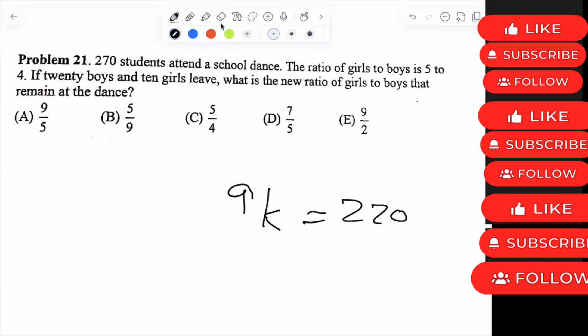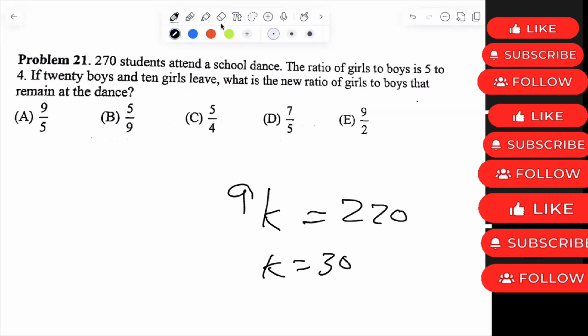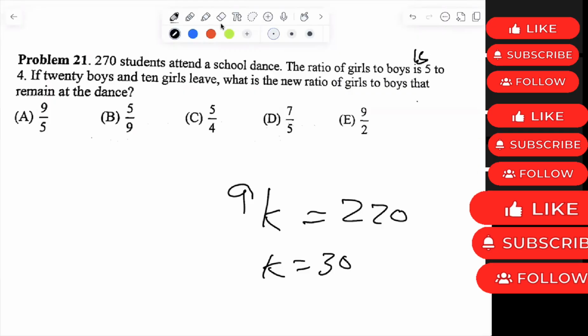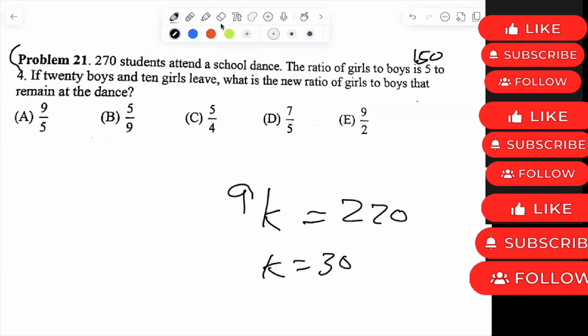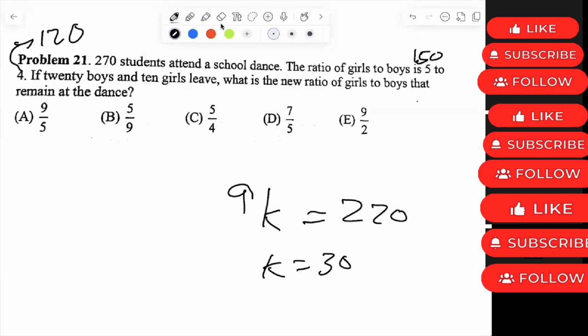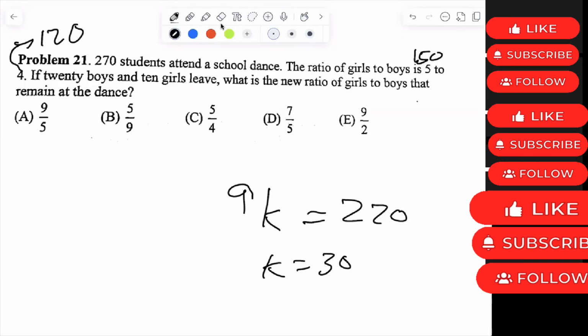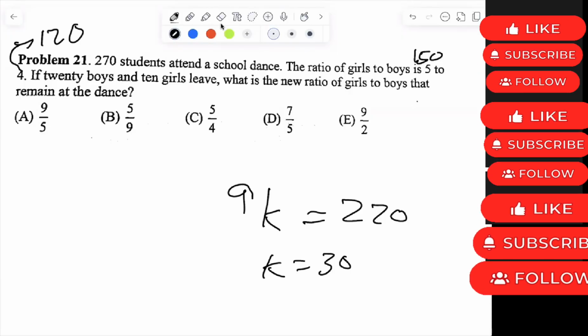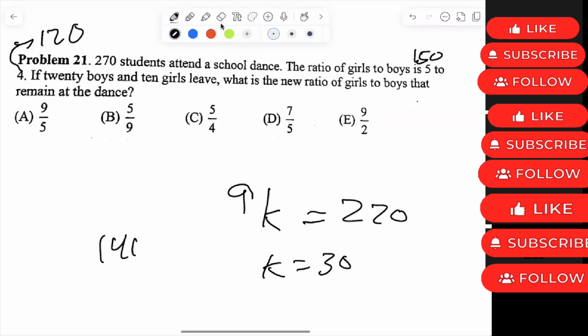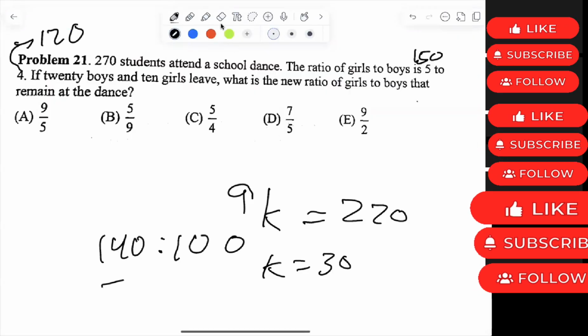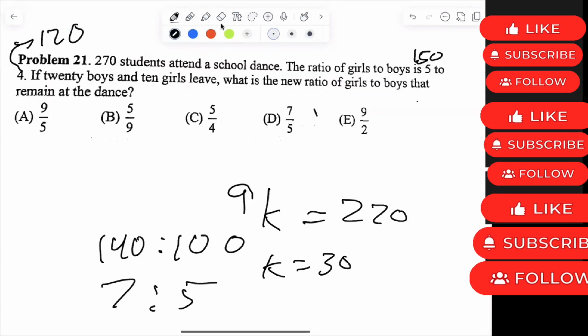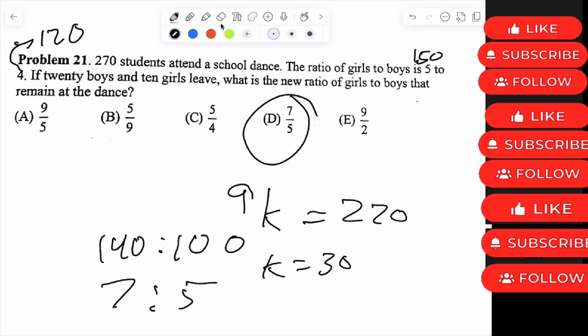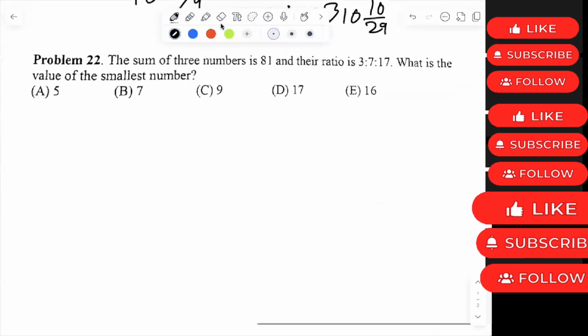Doing the division, we get K equals 30. So girls have 150 people, and boys have 120. Now, if 20 boys and 10 girls leave, what's the new ratio? Well, that's just 140 to 100, or 7 to 5, or D as your answer. All right? Let's move on to problem 22.